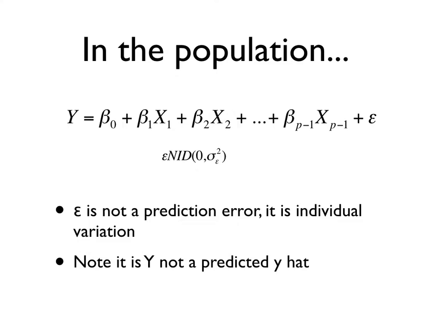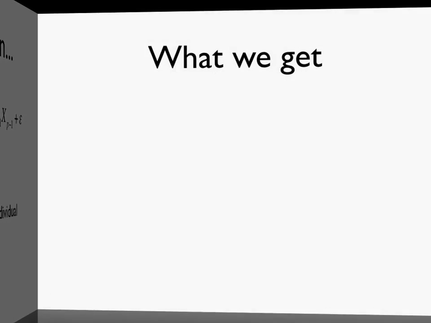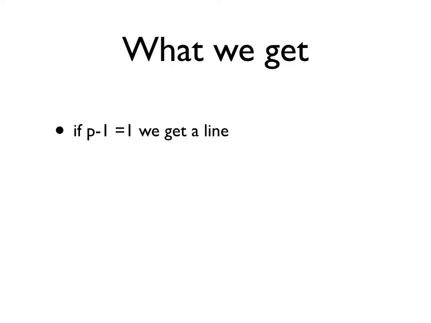So what we're trying to do then is bring more variables into a model to make a better prediction. So what do we get? If p minus 1 predictors equals 1, we get a line. We have one y variable and one x variable.